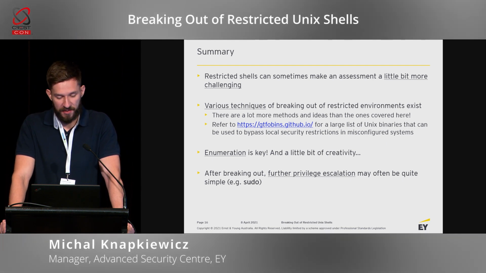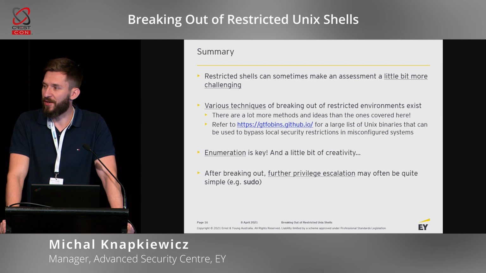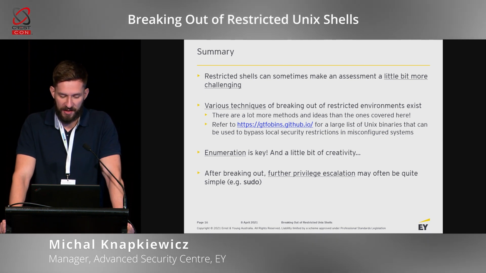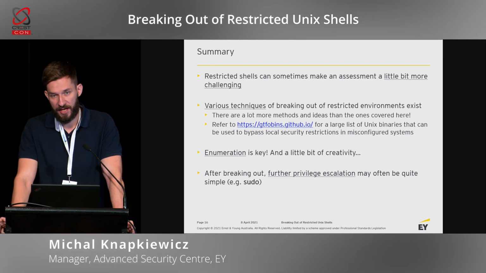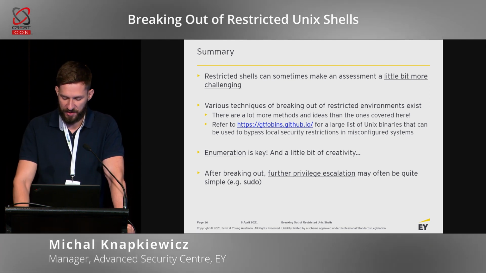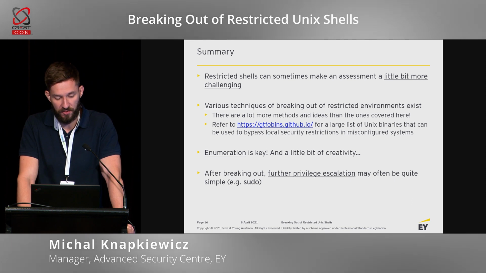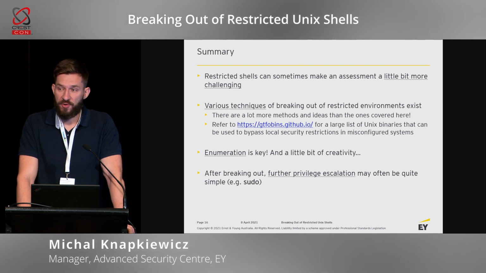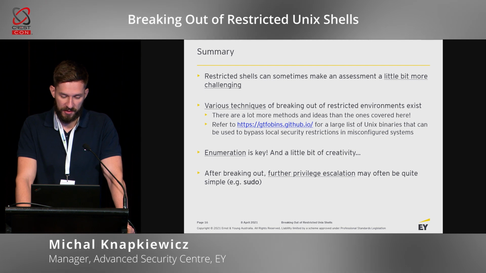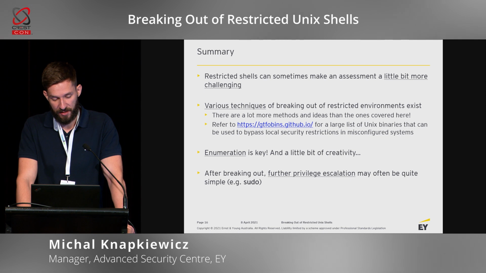GTFOBins is a very, very good reference, basically a list of almost all imaginable Unix binaries that can actually be used to bypass things like that. It will tell you what the different hidden or not really documented parameters or commands are that you could use to either escalate privileges or break out from shells like this. Again, enumeration is key. Understanding what you're dealing with and what environment you're in is very important, and also a little bit of creativity just to try to chain things together.